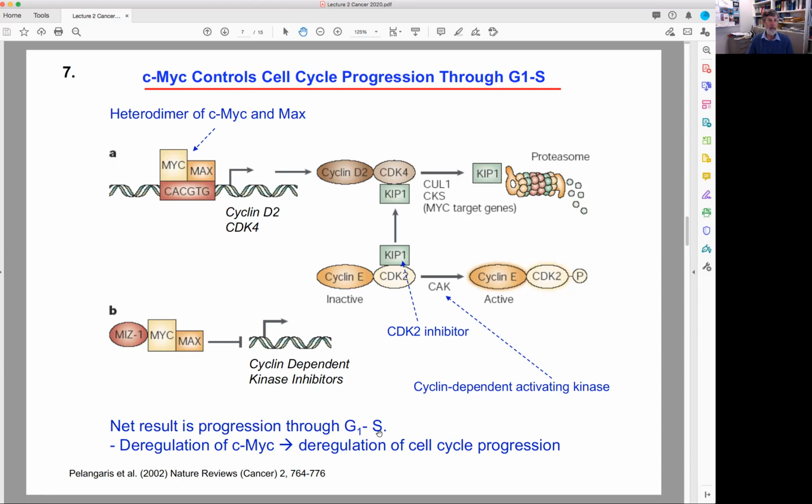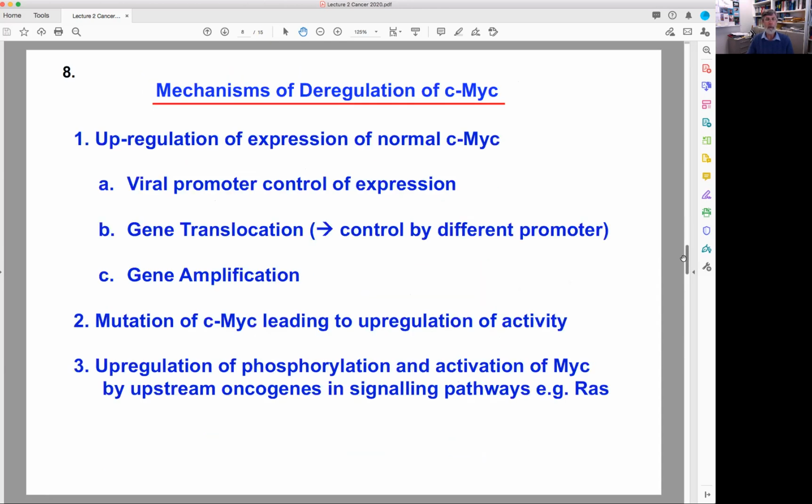So you can see that deregulation of c-MYC is going to cause deregulation of cell cycle progression, which is in this slide. So we can look at the mechanisms of deregulation of c-MYC. So one thing that can happen is you can get upregulation of the expression of normal c-MYC. And there are three ways that this can occur.